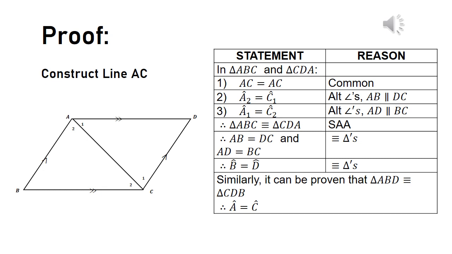So therefore, side AD is equal to side BC, side AB is equal to side CD. Also, angle B is equal to angle D, and angle A is equal to angle C. So therefore, we have now proven that this parallelogram has got opposite sides which are equal and opposite angles which are equal. So what we've done is we have constructed a diagonal, we have proven congruency, which means that our opposite sides are equal and our opposite angles are also equal.